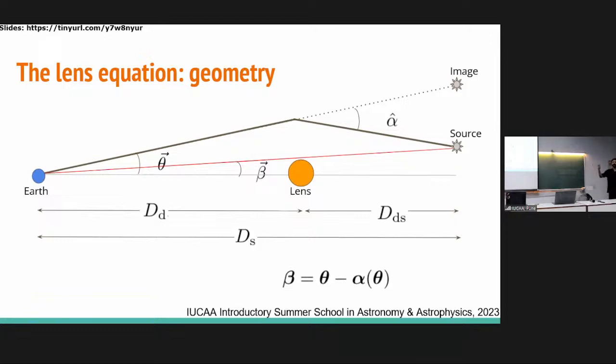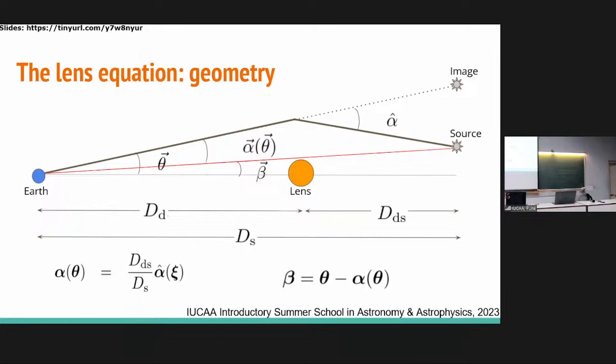These are just names I've given to figure out what the image positions will be. The image position is theta, the true unperturbed position is beta. The reason why beta becomes theta is because of this deflection angle. So now I can define a new angle called alpha, the scaled deflection angle. Notice that this scaled deflection angle is related to alpha hat using these distances.